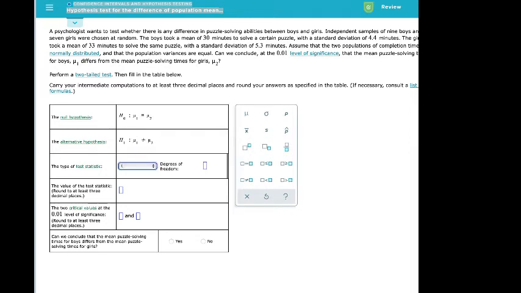Because the population variances are unknown yet equal, we're going to use t, and the degrees of freedom is going to equal the sum of the sample sizes less 2. So we have the sample sizes of 9 and 7, which is 16, and if you take away 2, that'll give you 14.